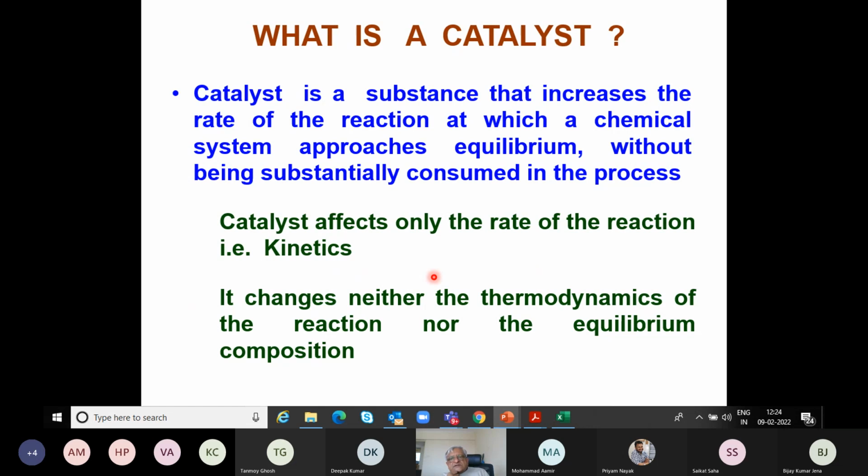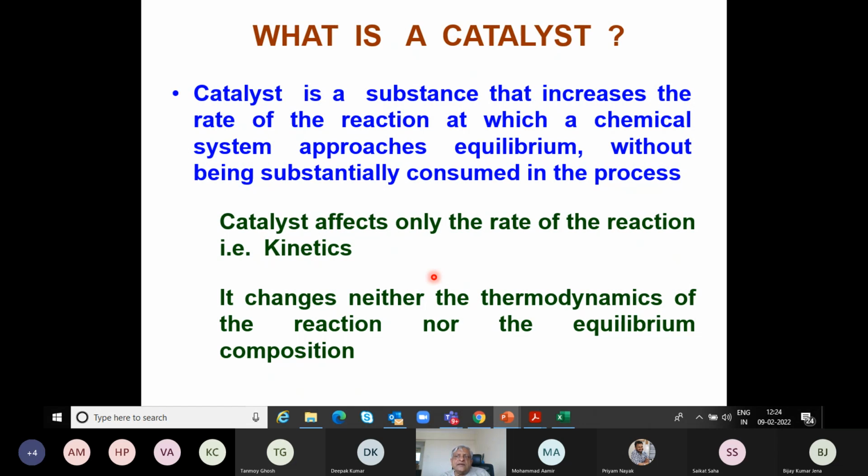It could be either a heterogeneous catalyst or a homogeneous catalyst. But the primary role of the catalyst is to increase the rate at which the chemical system approaches equilibrium. So we know that equilibrium will be achieved at that temperature and pressure. A catalyst cannot do anything about the equilibrium. It cannot disturb the equilibrium because that is decided by thermodynamics.